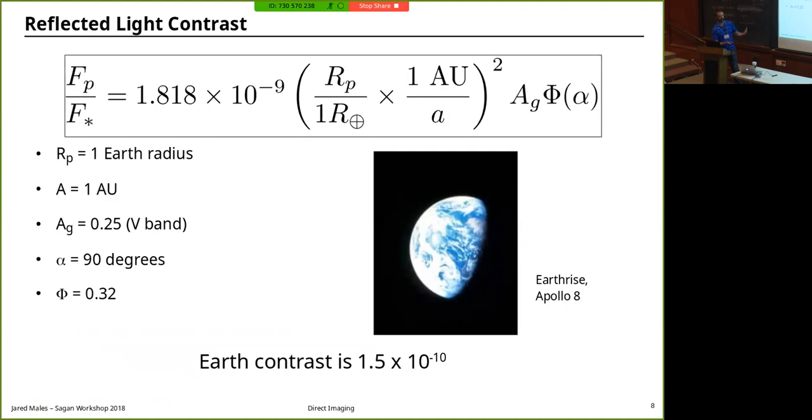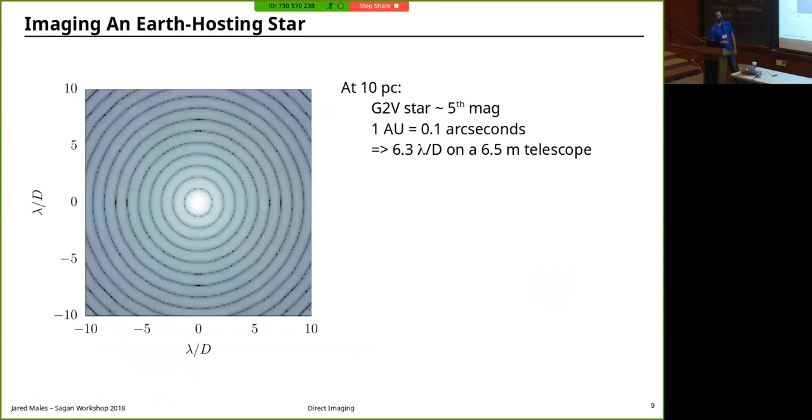So now let's combine these two things, that Airy pattern and this 10 billion times fainter image of Earth. Let's try to look at a G star, a G2 star, just like the sun, at 10 parsecs. And at that distance, it's going to be roughly fifth magnitude. 1 AU is 0.1 arcseconds, or 6.3 lambda over D. And a good scaling factor to think about, you don't have to do this, but imagine plucking a hair from your head and holding it out at arm's length and squinting at it. If we all did that, the average would be about 1.0 arcseconds. That's how wide that hair is. So we're talking about 10 billion times fainter, 1/10 of a human hair from a star. So this is what we call hard.